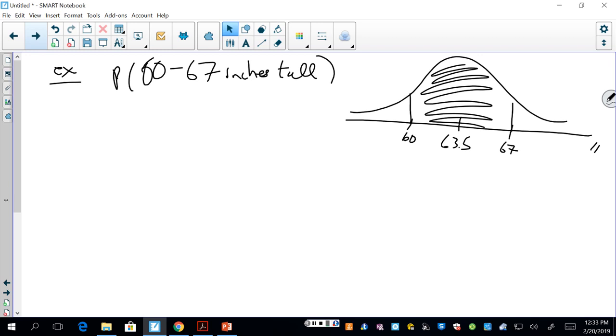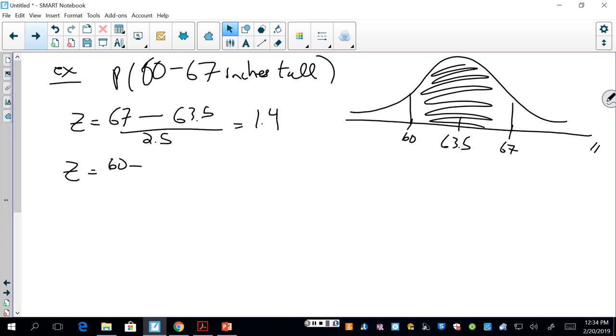So we don't get a table for every normal, so we're going to convert these to the standard units. We're going to convert the upper one at 67 minus the mean of 63.5, divided by the standard deviation. That turns out to be 1.4. We're also going to calculate the lower endpoint, right? 60 minus 63.5 over 2.5. That's an equal distance below. This one turns out to be negative 1.4.